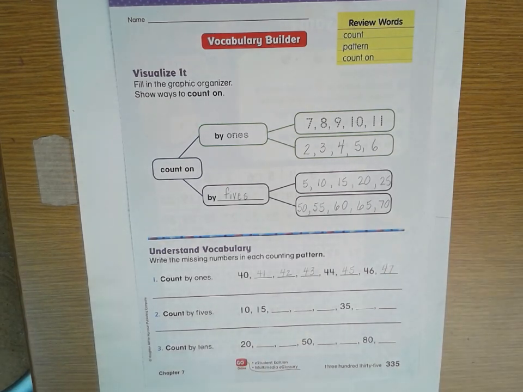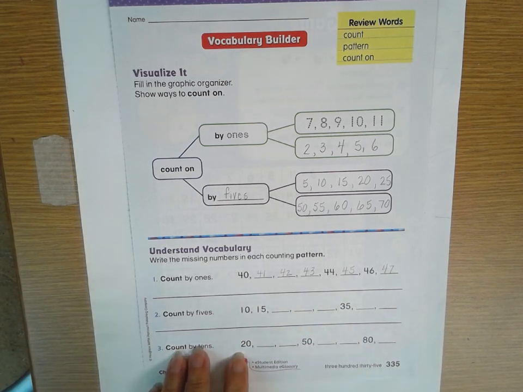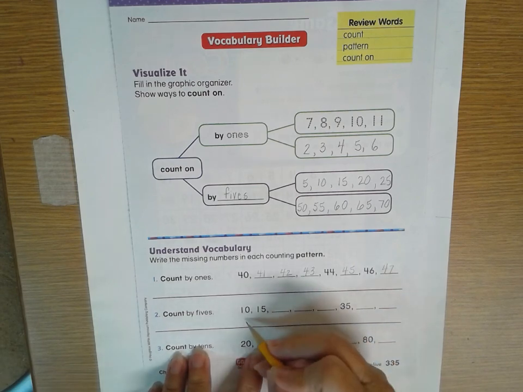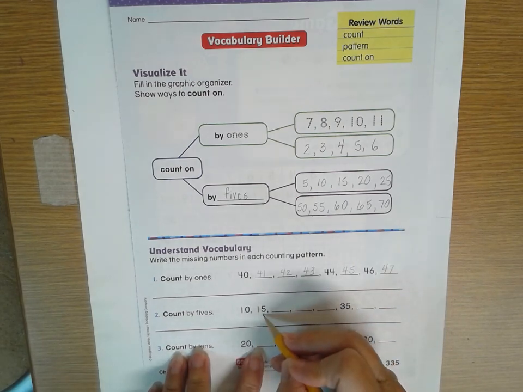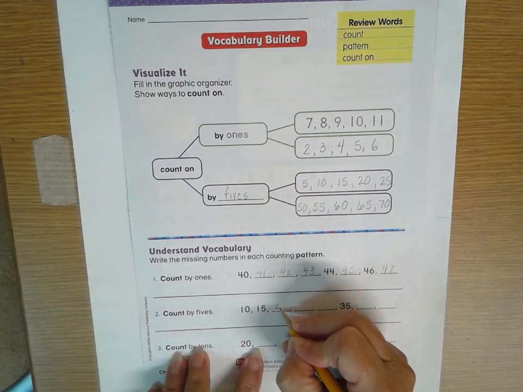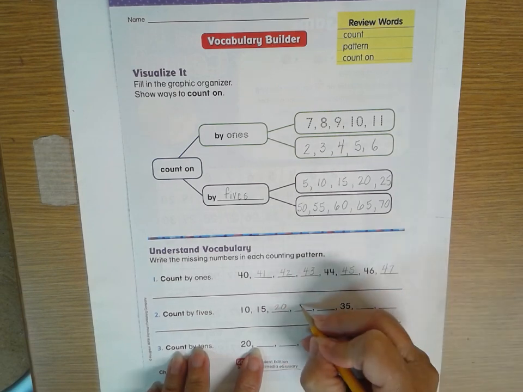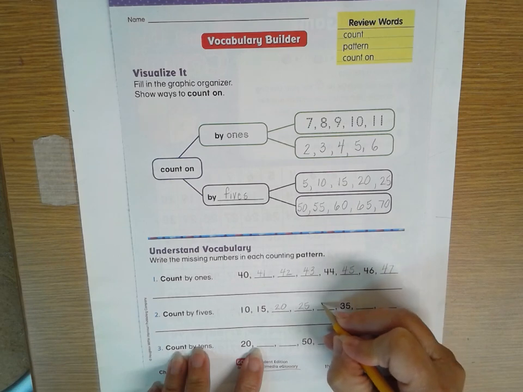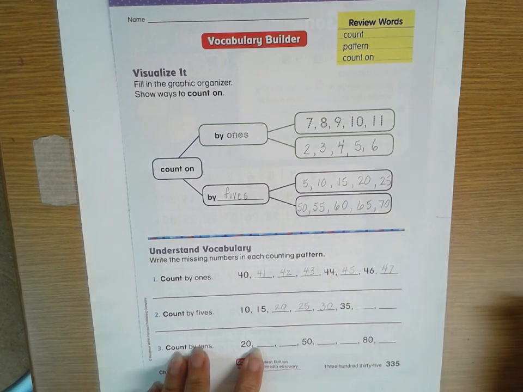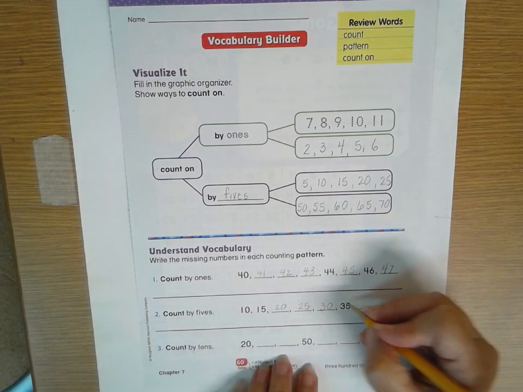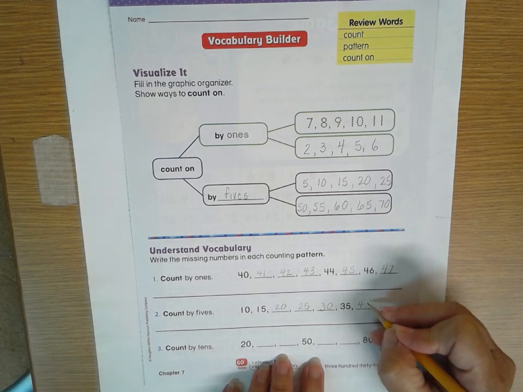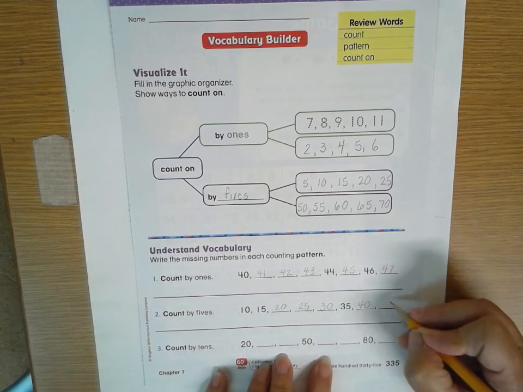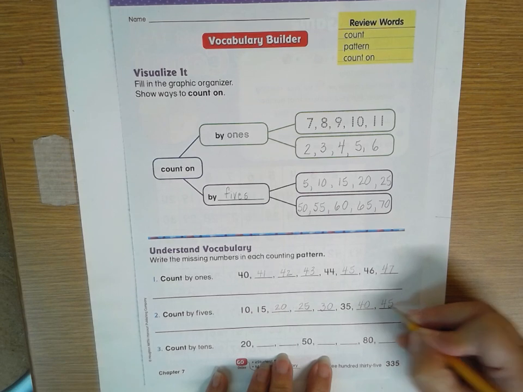Number 2 says count by fives. This one does not start at 5, it starts at 10. That's okay, we can just keep going. 10, 15, 20, 25, 30, 35, 40, 45.